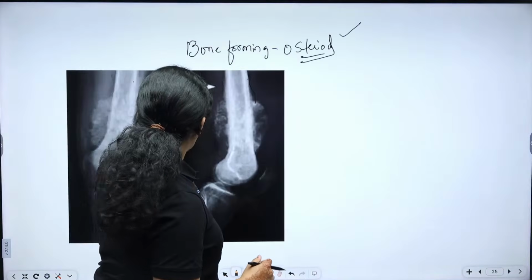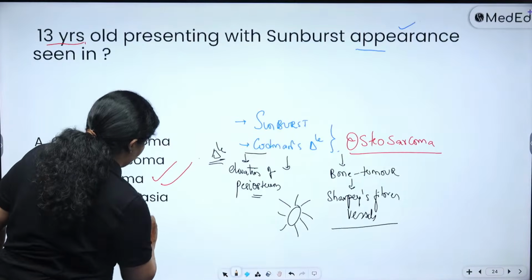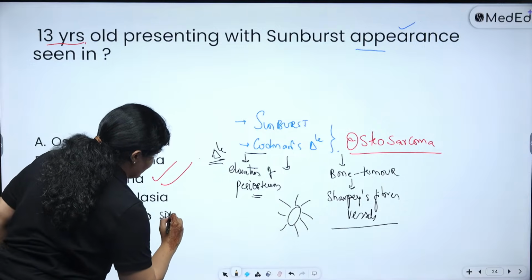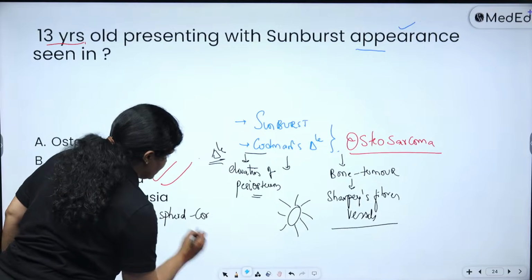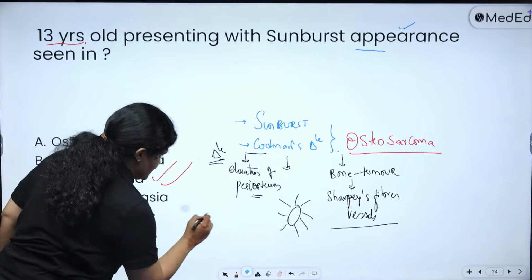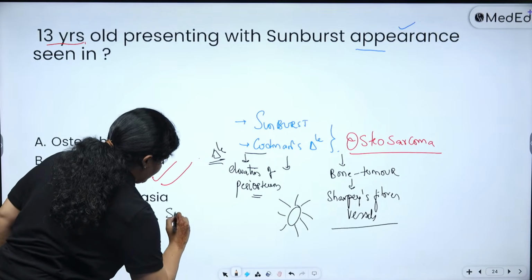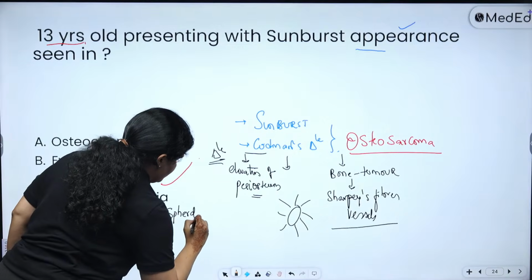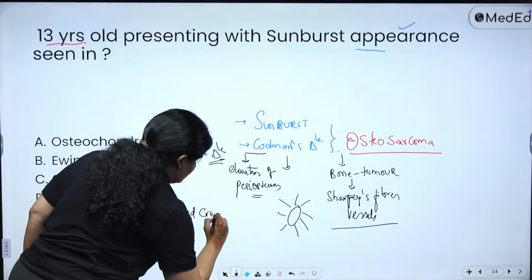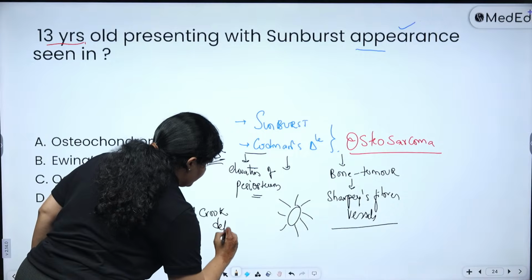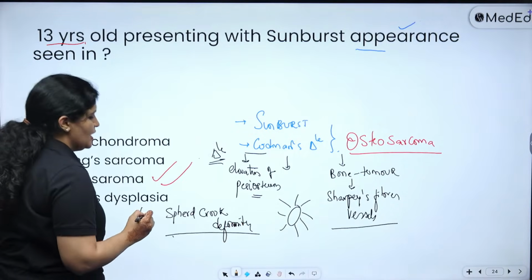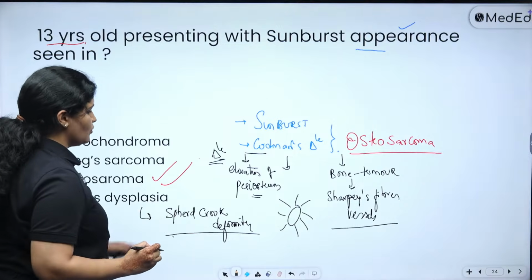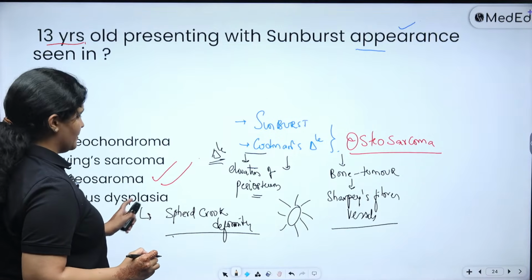And what about your fibrous dysplasia? Shepherd's crook deformity. This is also very, very important. Whenever they ask you where you see the Shepherd's crook deformity, that is your fibrous dysplasia. Don't forget. Here the bone marrow is completely replaced by fibrous tissue, and you will see the Shepherd's crook deformity which is seen in fibrous dysplasia.